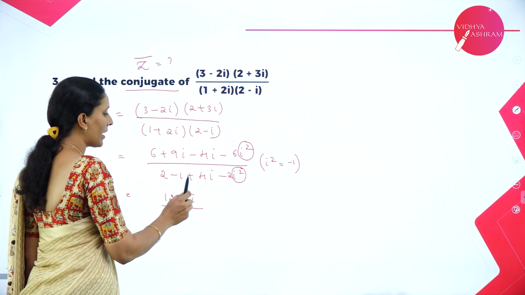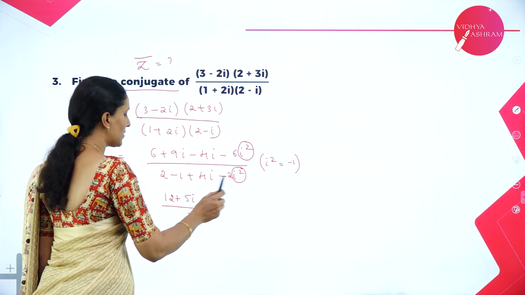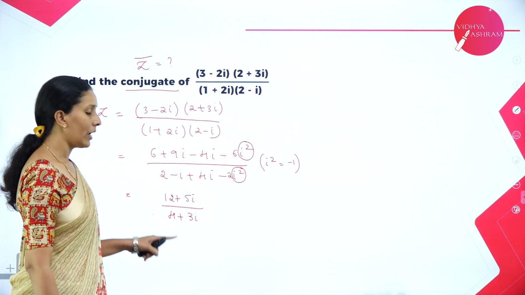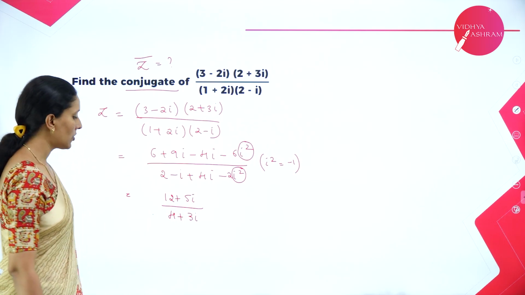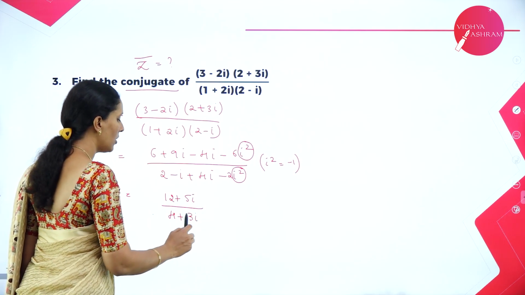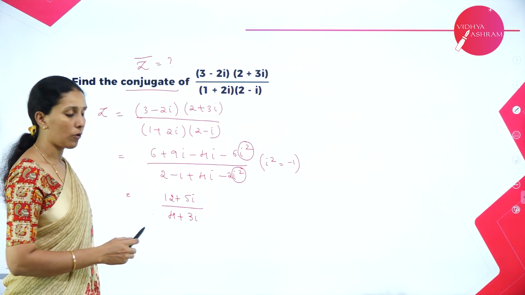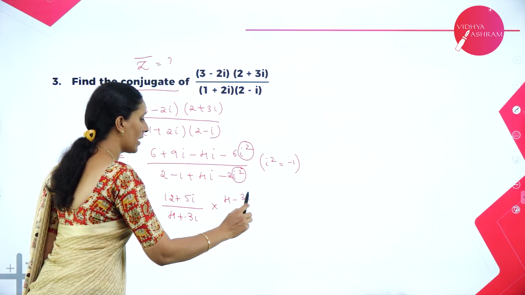Next we have minus i plus 4i, which becomes 3i. 2 plus 2 is 4. 4 plus 3i. Now again in the denominator I have a complex number. So let us rationalize it to make it a rational number. To rationalize this, let us multiply with the conjugate of 4 plus 3i. So what is the conjugate of 4 plus 3i? It is 4 minus 3i.